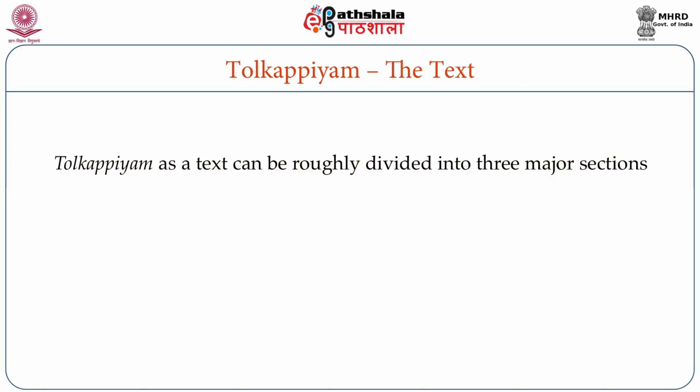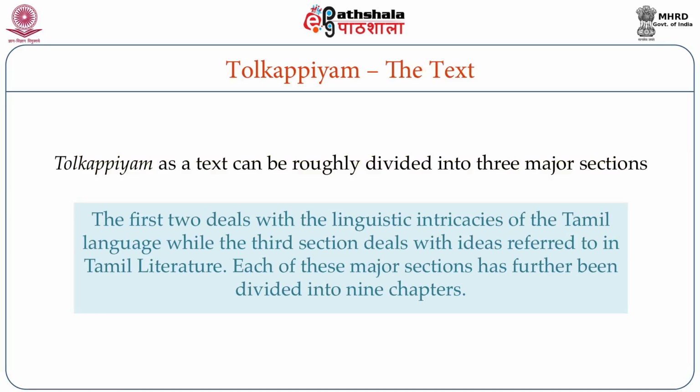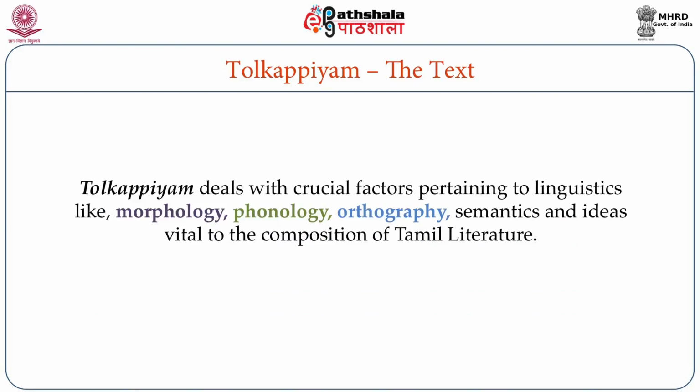Tholkappiyam as a text can be roughly divided into three major sections. The first two deal with the linguistic intricacies of the Tamil language, while the third section deals with ideas referred to in Tamil literature. Each of these major sections has further been divided into 9 chapters. As 21st century scholars, we can understand that Tholkappiyam deals with crucial factors pertaining to linguistics like morphology, phonology, orthography, semantics, and ideas vital to the composition of Tamil literature.